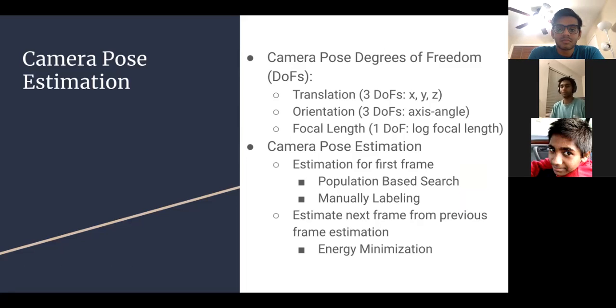Sweet. So let's talk about how we did the camera pose estimation. So the camera has 7 degrees of freedom, which is translation, orientation, and focal length, and we need to find these for each of the frames. So the way that we do this is we first find the camera pose for the first frame, and we use an energy minimization technique to find the camera pose for the next frame given the first frame. So let's talk about how we found it for the first frame. Next slide.